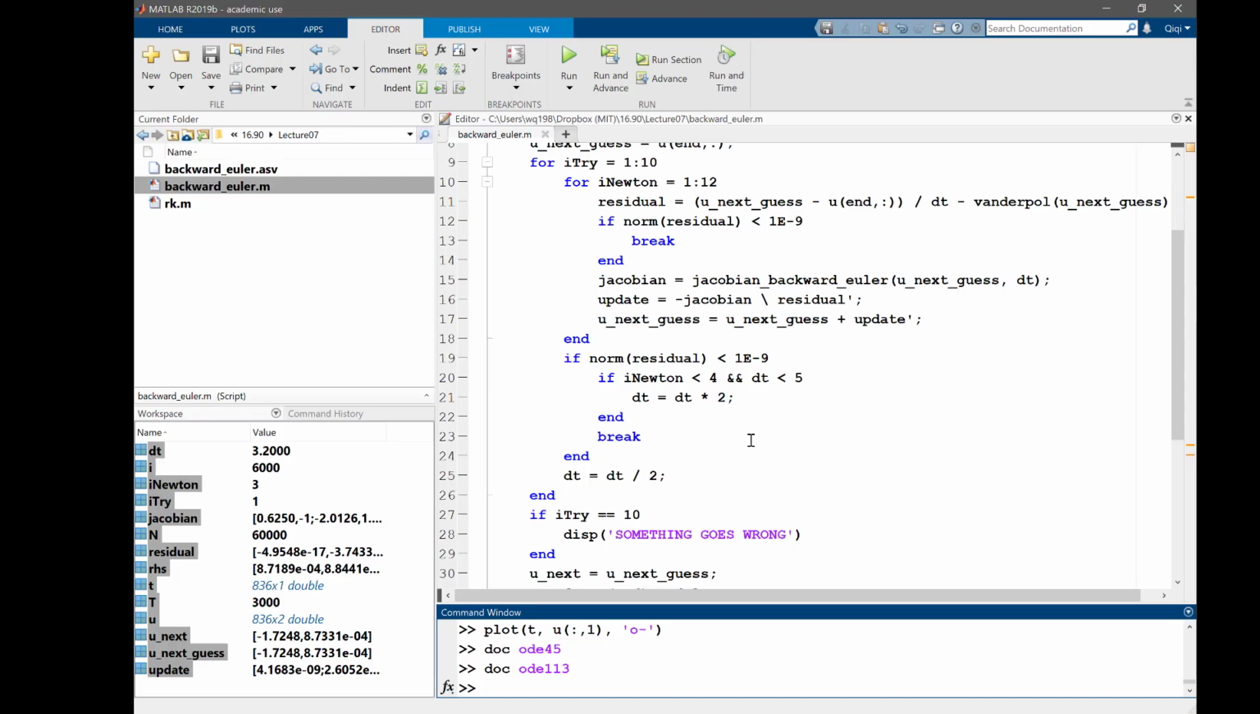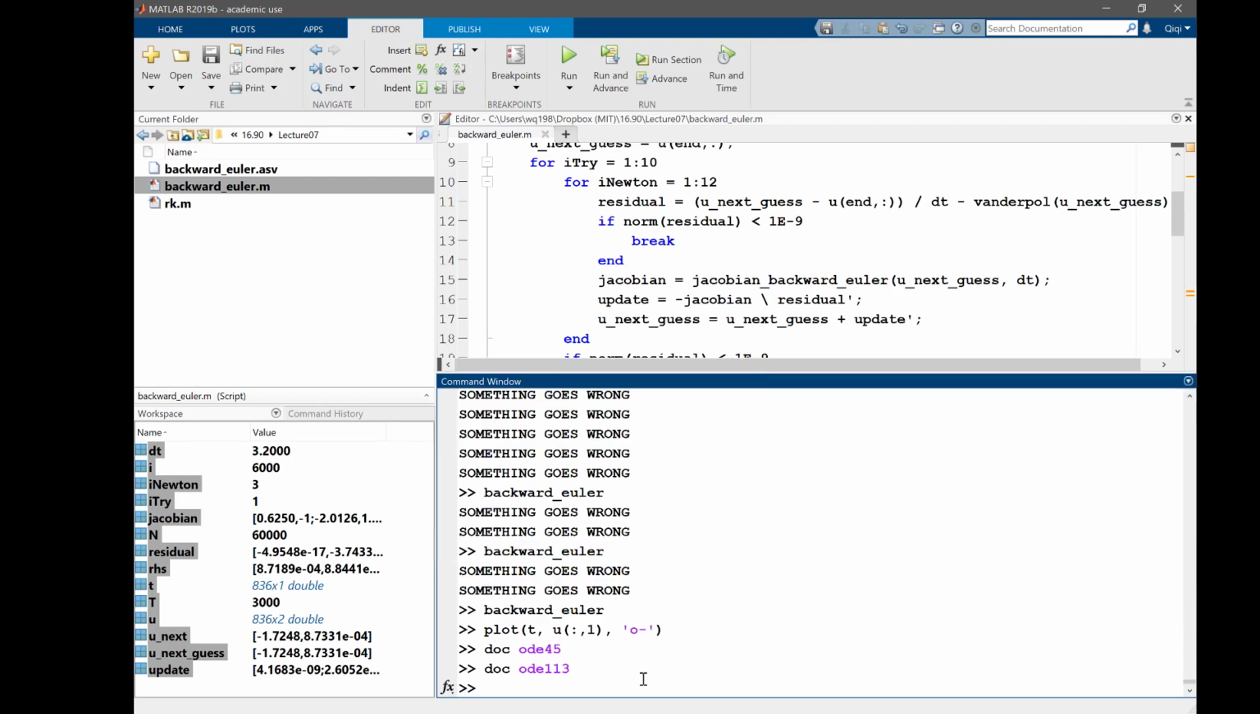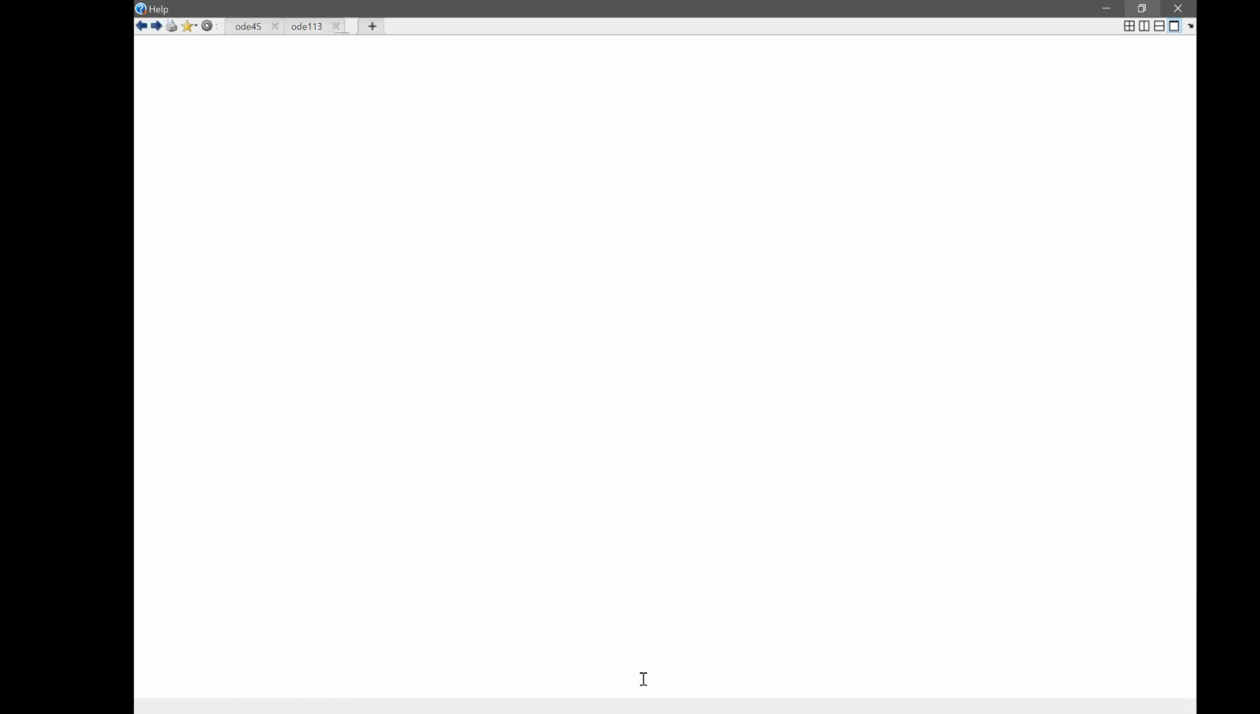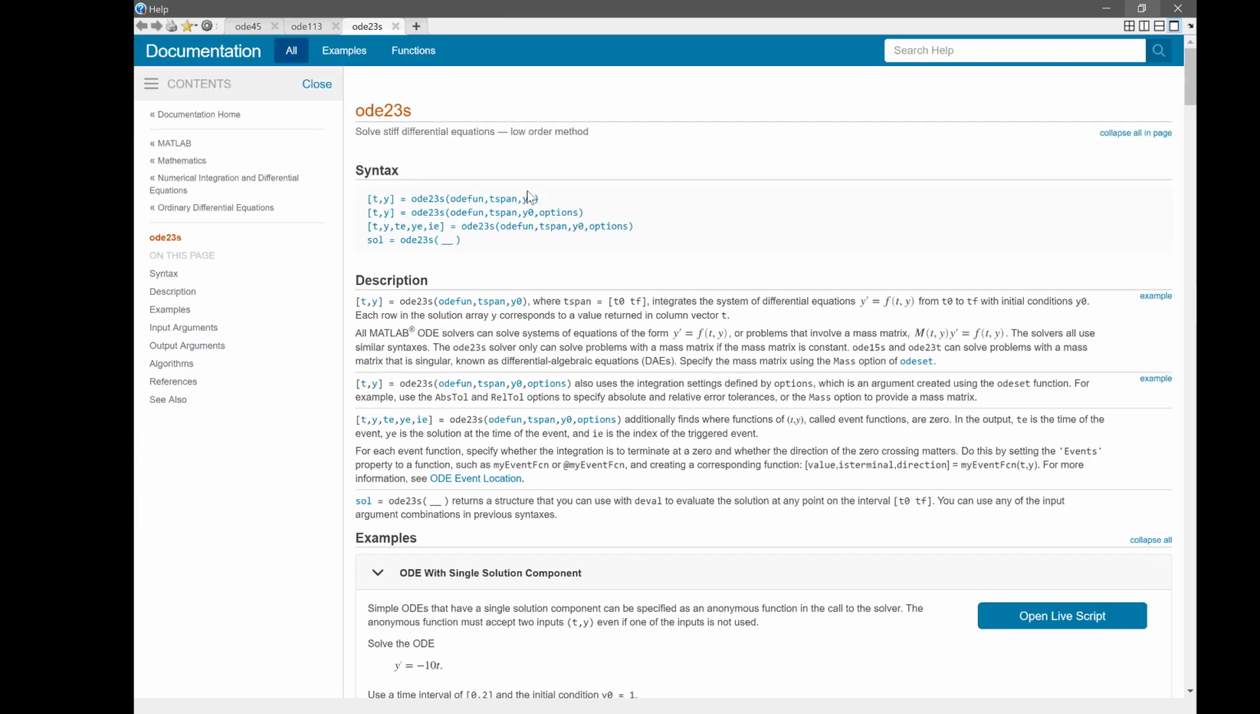Then when you actually have a very stiff system, MATLAB also has, for example, ODE23s. That's MATLAB's default stiff ODE solver. What this does is basically what we do with backward Euler, but using 2nd and 3rd order schemes.